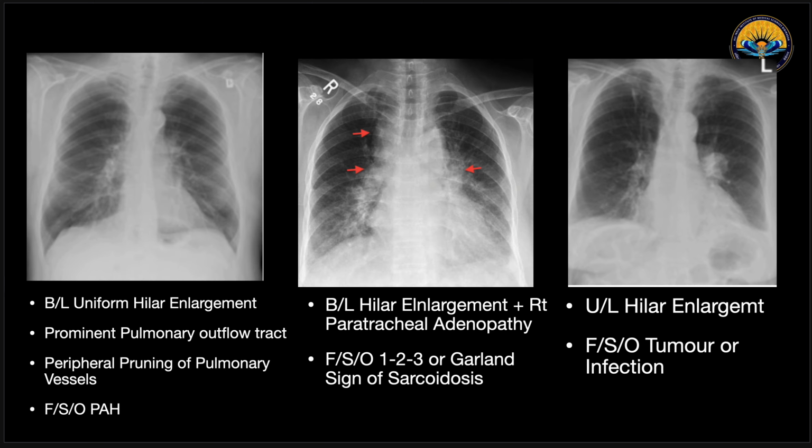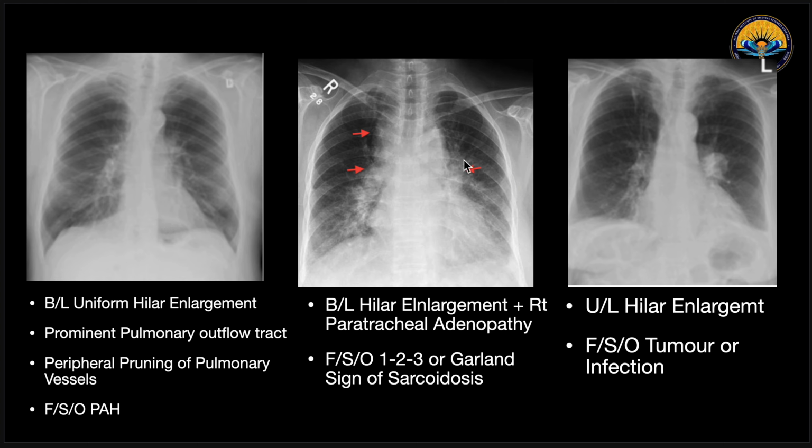So here we can see clearly, this was a chest X-ray, this was the hilum, and we can see both hila are prominent, and they are uniformly prominent. We also have prominence of the pulmonary arterial tract, and there's peripheral pruning of pulmonary vessels also, as seen in pulmonary arterial hypertension.